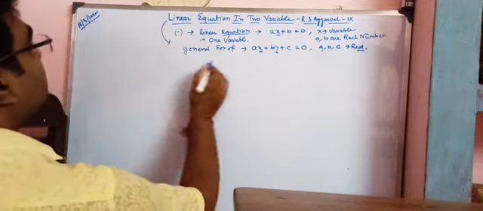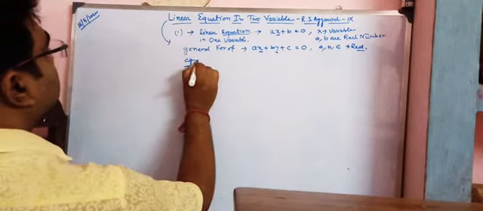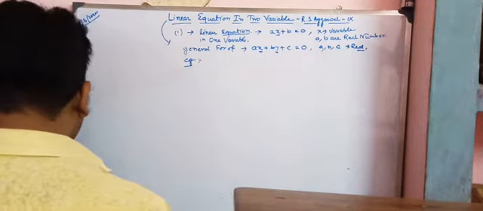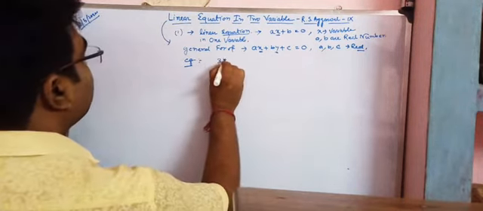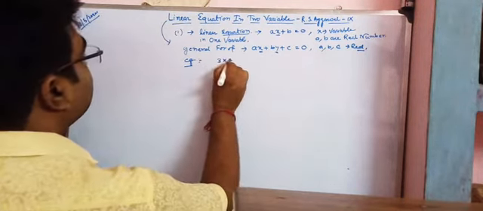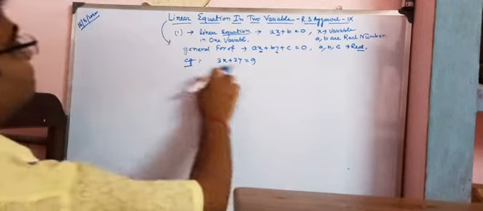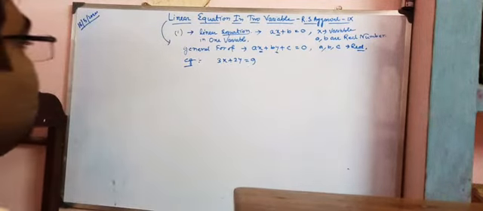Now let us take one example: 3x plus 2y equal to 9. So this is a linear equation of two variables. Here x is one unknown and y is another unknown. So this is a linear equation in two variables.